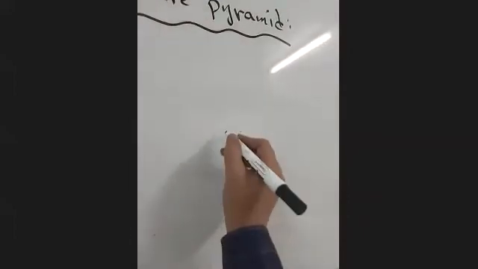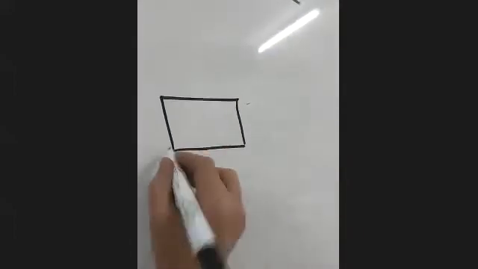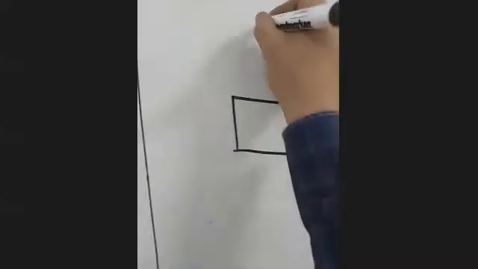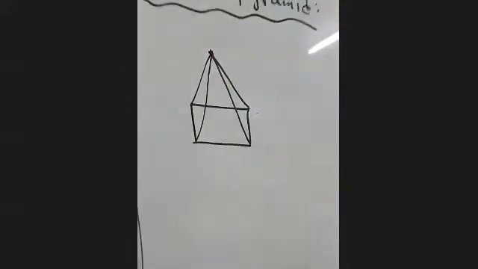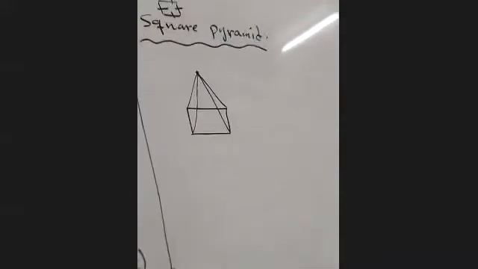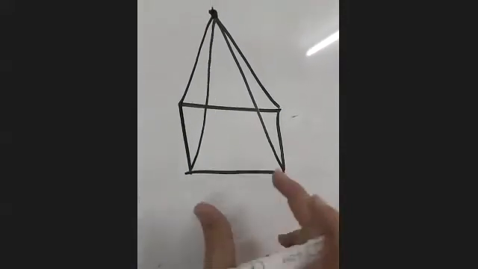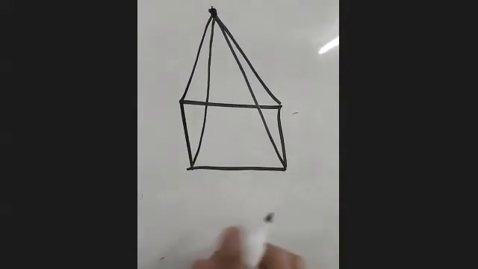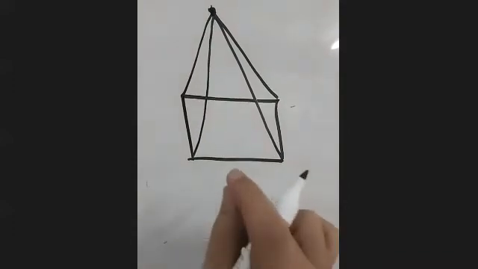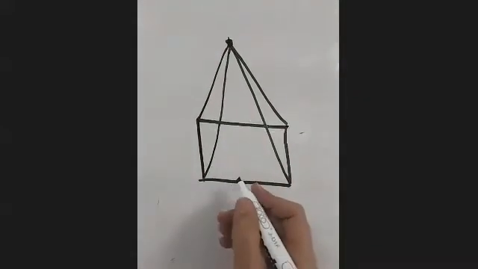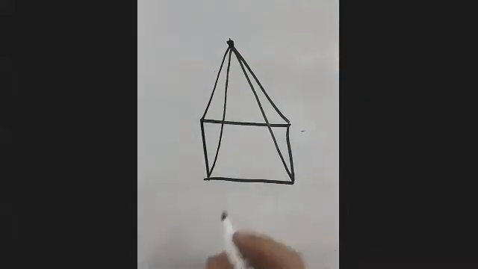Now, the square pyramid, we have a square, the base, and all its sides are triangles around. So we have a base, which is a square, not a rectangle. Its base is a square, not a rectangle. Focus on this point, please. If we have a square down, it means these four sides here are equal.